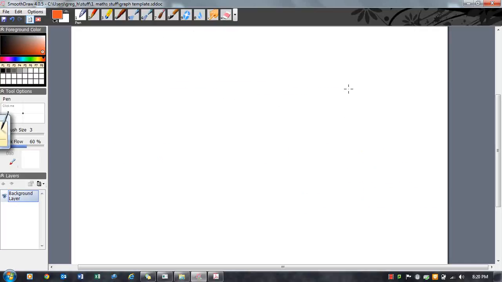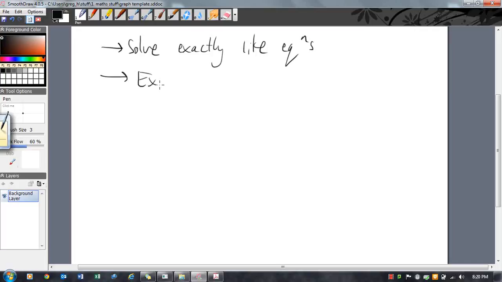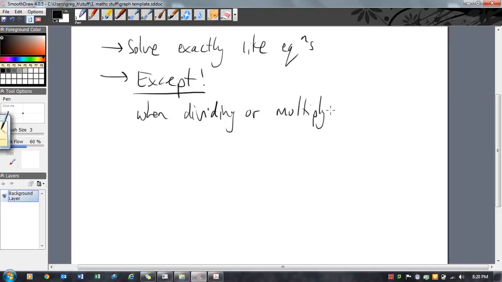Let's now look at solving inequations. And the rule of thumb is, firstly, you solve them exactly like equations. So you just move things, divide things, add things. Everything you do with an equation you do, but with one exception. Except when dividing or multiplying by a negative number.